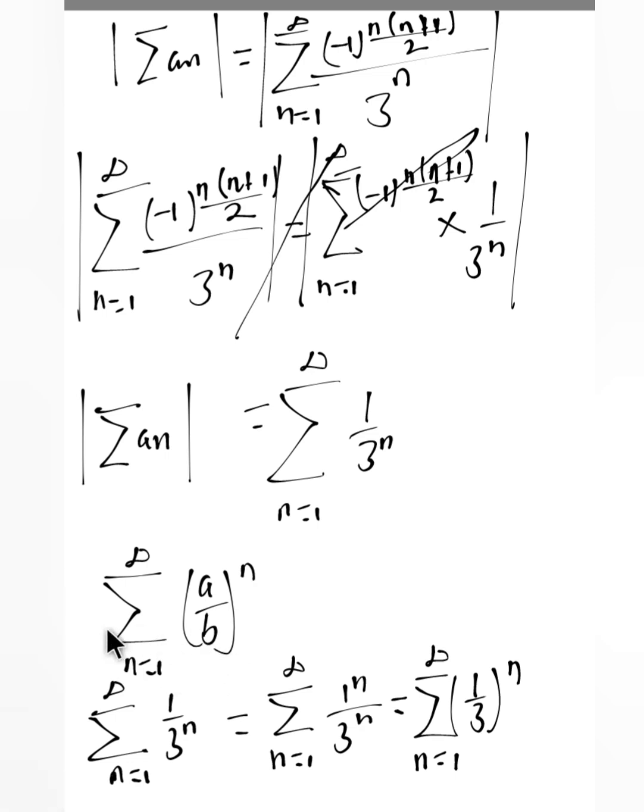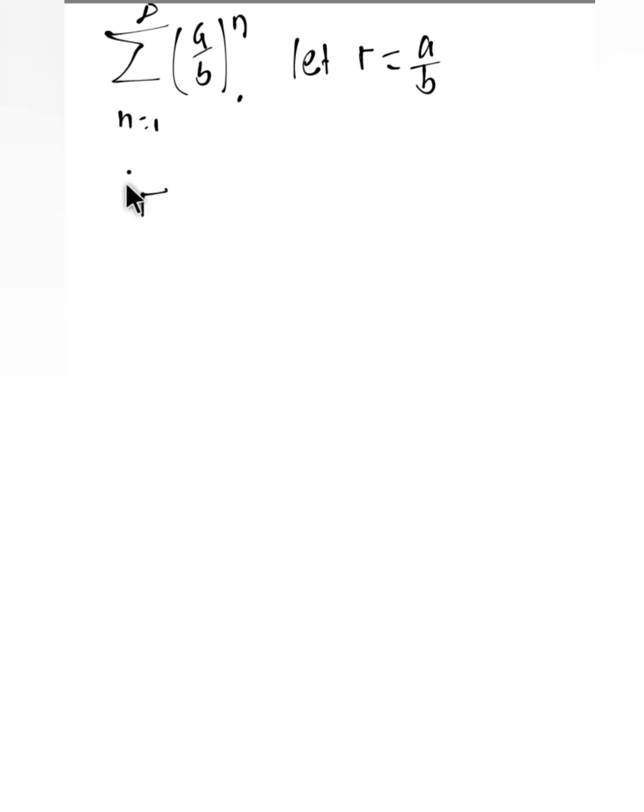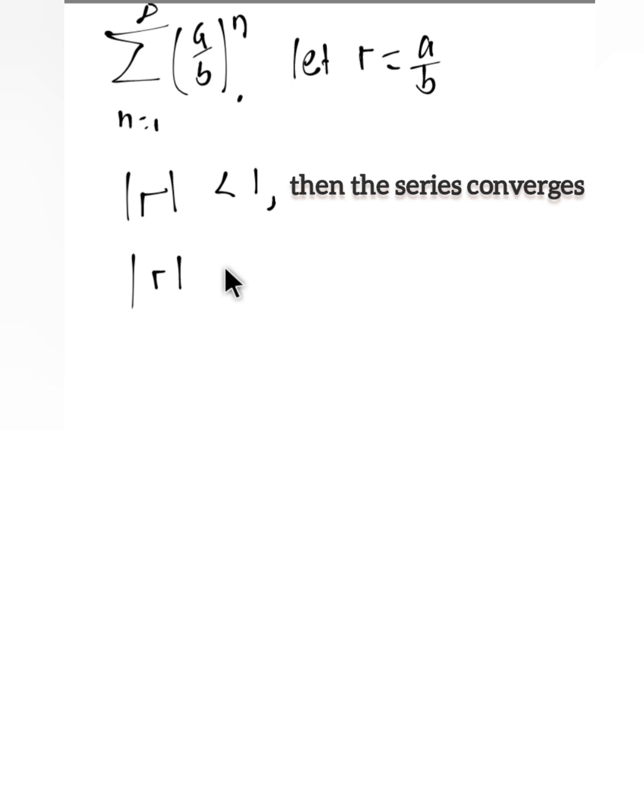Now, according to the geometric series test, given the geometric series, the summation from n equals 1 to infinity of (a over b) all raised to the power of n, let r be equal to a over b. If the absolute value of r is less than 1, then the series converges. But when the absolute value of r is greater than or equal to 1, then the series diverges. So this is the geometric series test.